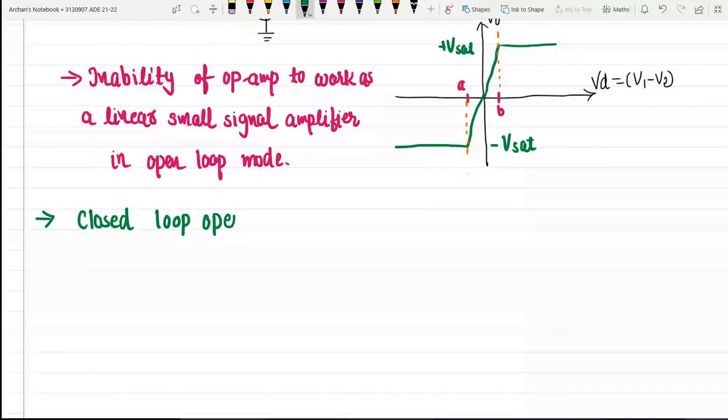So we have already seen that an op amp cannot operate linearly in open loop mode. But the utility of an operational amplifier can be considerably increased by operating it in closed loop mode. Closed loop operation is possible with the help of feedback, which allows us to feed some part of the output back to the input terminals.